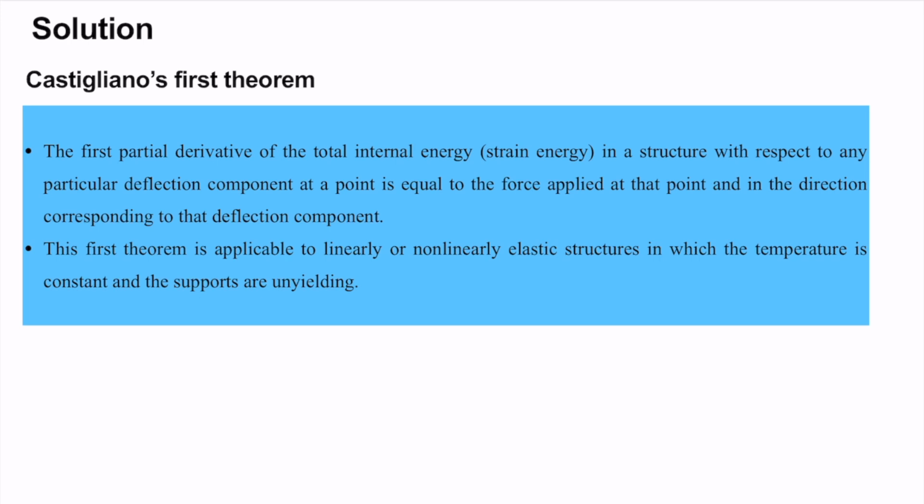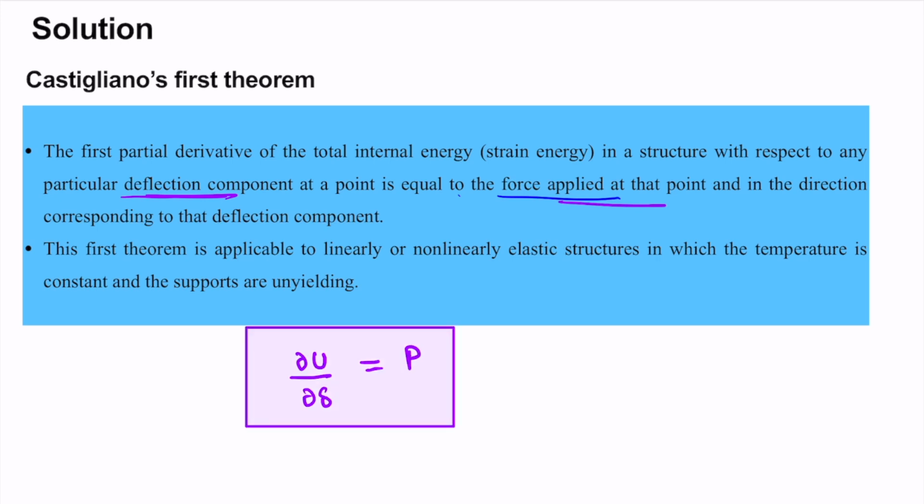Castigliano's first theorem says that the first partial derivative of the total internal energy, or the strain energy, in a structure with respect to a particular deflection component at a point is equal to the force applied at that point and in the direction corresponding to the deflection component. So the partial derivative of the strain energy with respect to the deflection component delta is equal to the force P applied at that point. This is Castigliano's first theorem.